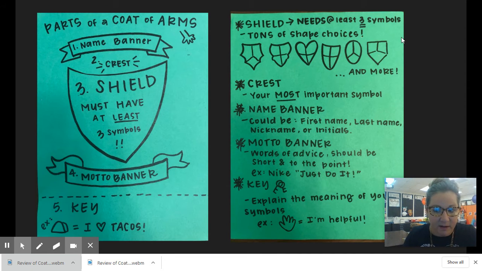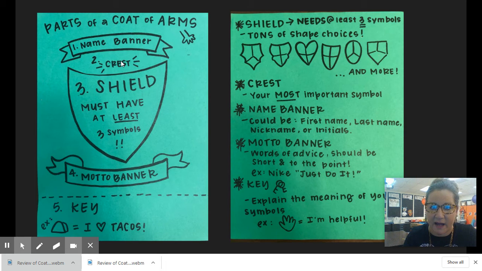So the parts that Miss Rayborn is going to be looking for in your coat of arms is way up at the top, a name banner. In your name banner, you could put your first name, your last name only. You could put your first and last name. You could put your initials there. You could put your nickname there, right? So it's really kind of up to you how you decide to show your name, okay?